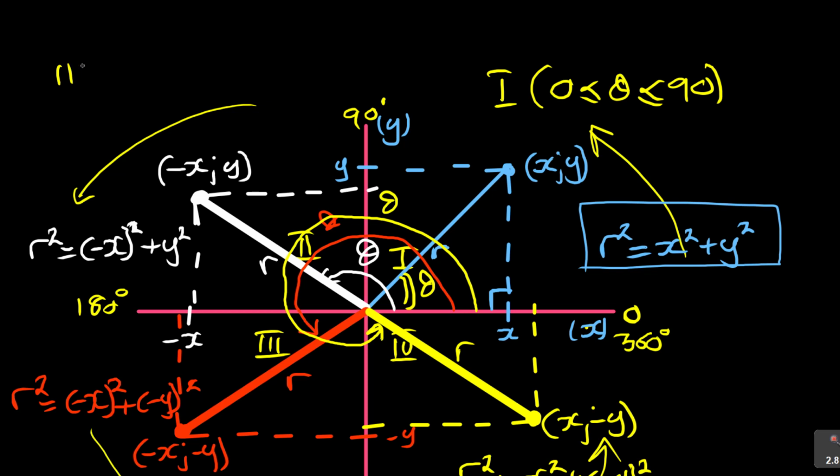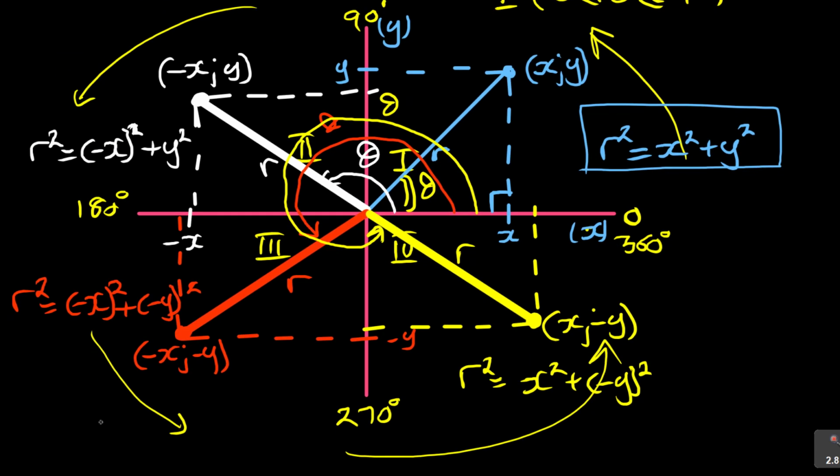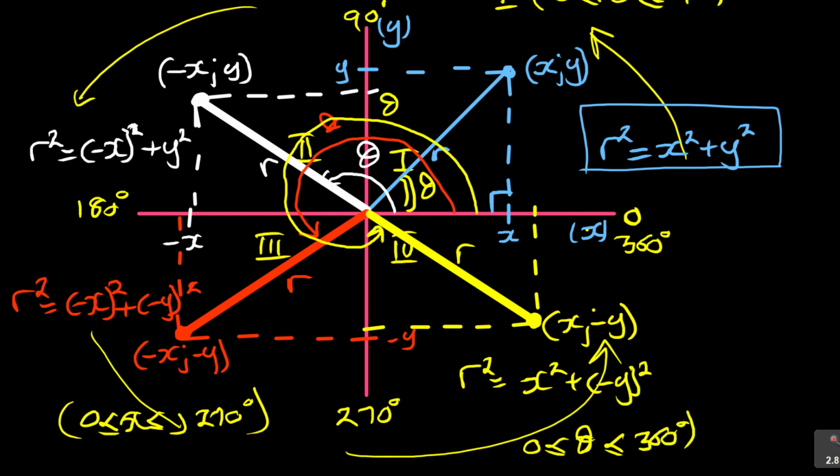But for quadrant 2, look at this. We are starting from 0 is less than or equal to theta, which is less than or equal to 180 degrees. Are you with me? And then from quadrant number 3, you can see that you are moving from 0 is less than or equal to theta, which is less than or equal to what? 270 degrees. See that? And then lastly, in quadrant number 4, 0 is less than or equal to theta, which is less than or equal to 360 degrees. I was supposed to say theta instead of x there.